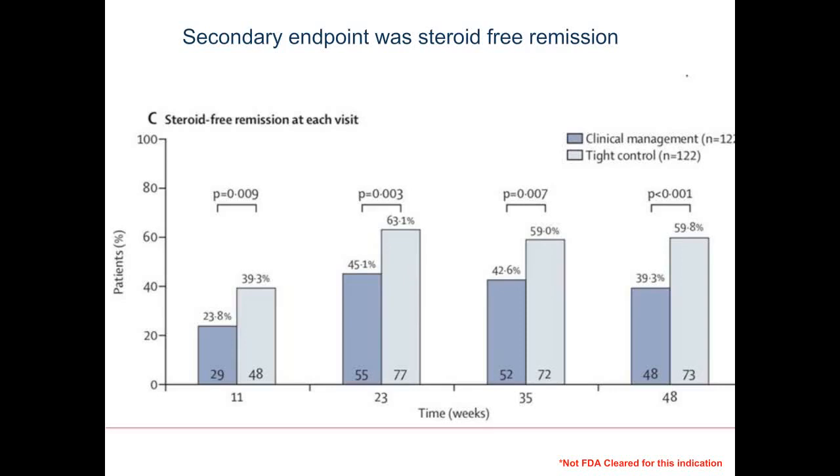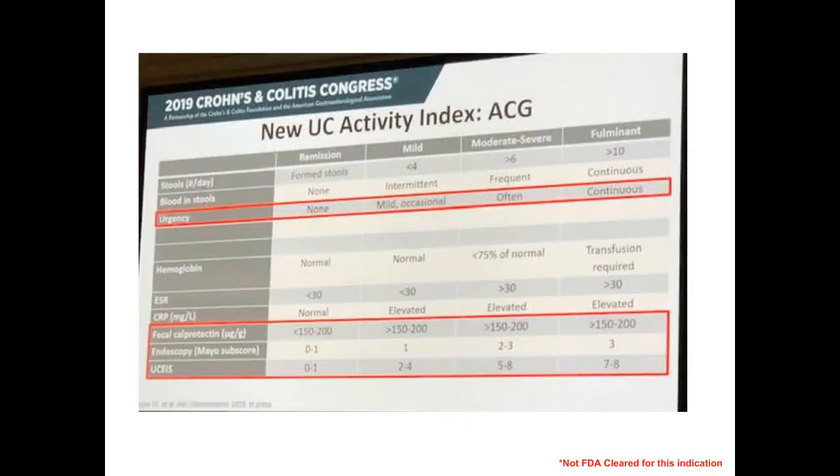And furthermore, here you can see the secondary endpoint was steroid-free remission, and in every aspect here, all the patients under tight control with calprotectin and endoscopy had much better secondary endpoint status at 11 weeks, 23, 35, and 48 weeks than those that were clinically managed. So tight control is the way to go, but we can't scope them all. So we need a substitute marker, and today calprotectin has been shown to be such a useful marker.